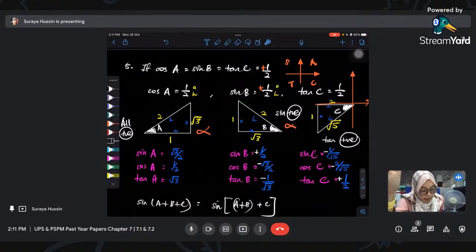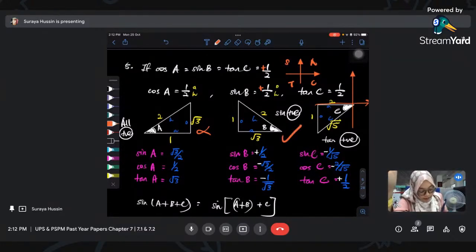But sign positive should be at the first quadrant. All Science Teacher. All. Sign positive. Okay, yang ini macam... sorry guys, my bad. This one is just fine. This is at the second quadrant.